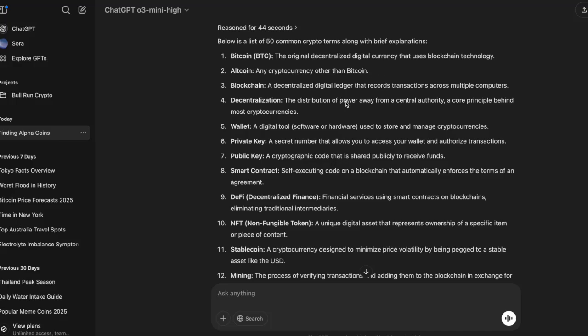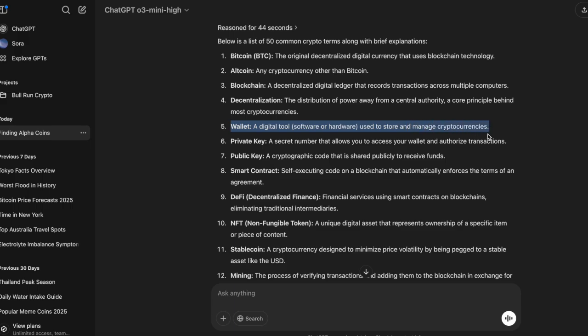Blockchain, a decentralized digital ledger that records across multiple computers. Okay, so that's a digital recording system, a ledger, and it works across multiple computers. So it's cryptography. Decentralization, the distribution of power away from central authority, a core principle behind most cryptocurrencies. This is what Bitcoin was founded upon, a decentralized cryptocurrency. That's a decentralized cryptographic currency. It's supposed to be secure from hacking. The actual blockchain, that's the point.